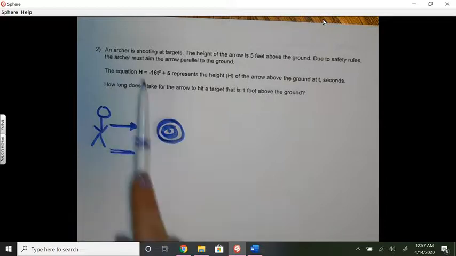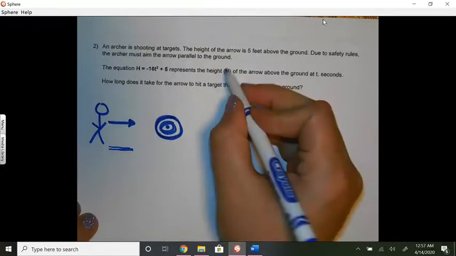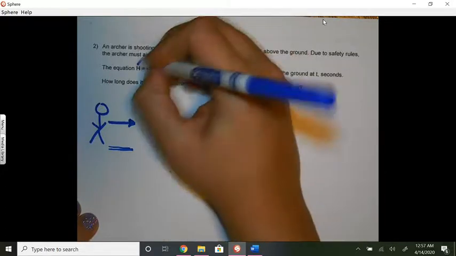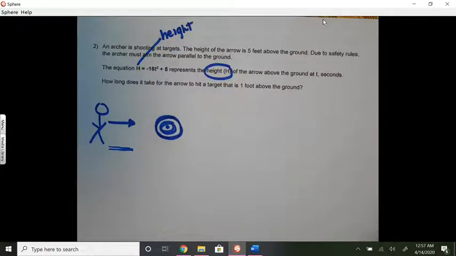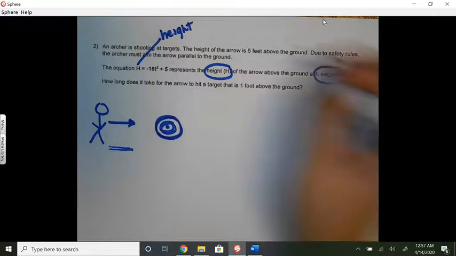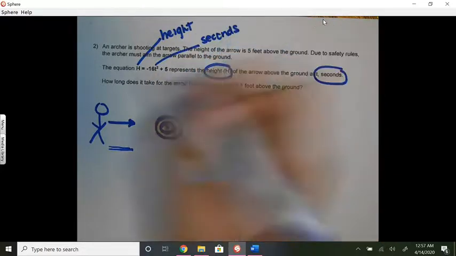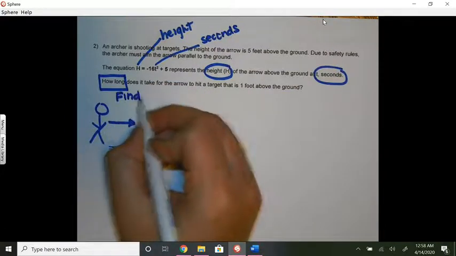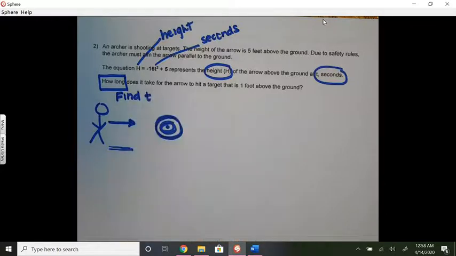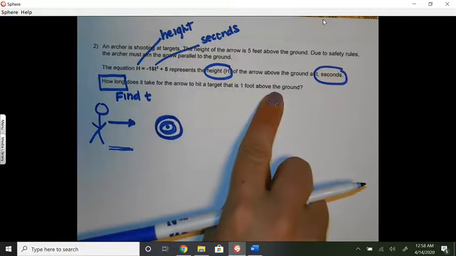It says here's the equation, and it represents the height h. Okay, so we know that h here is the height of the arrow above the ground, and t is the seconds. So it says how long, so that means find t, because it says how long, and t is the time. How long does it take the arrow to hit a target that is 1 foot above the ground?